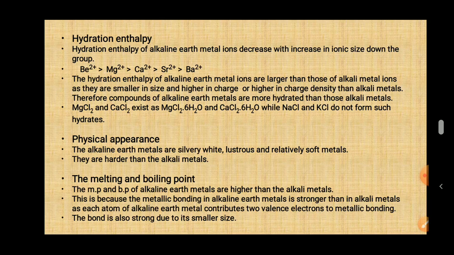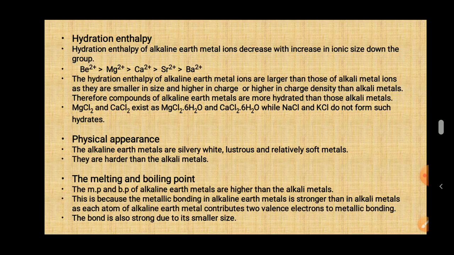What is the reason for this? Because the size of alkaline earth metal is smaller than the alkali metals. Okay, so the physical appearance. Now how does it look? Like alkali metals, alkaline earth metals are silvery white. Okay, they are usually soft metals. But compared to alkali metals, they are harder than the alkali metals.